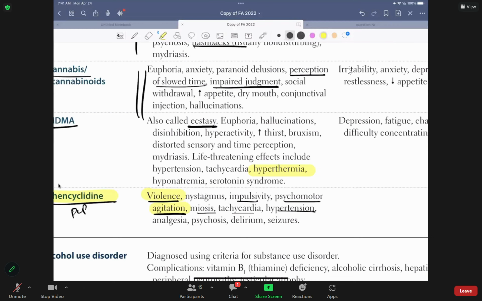Ecstasy gives you hyperthermia, folks, okay? It's a euphoric hallucination substance. It causes increased thirst, bruxism, and disordered sensory and time perception. The life-threatening side effects are basically hyperthermia and hyponatremia. So that's something to keep in mind.